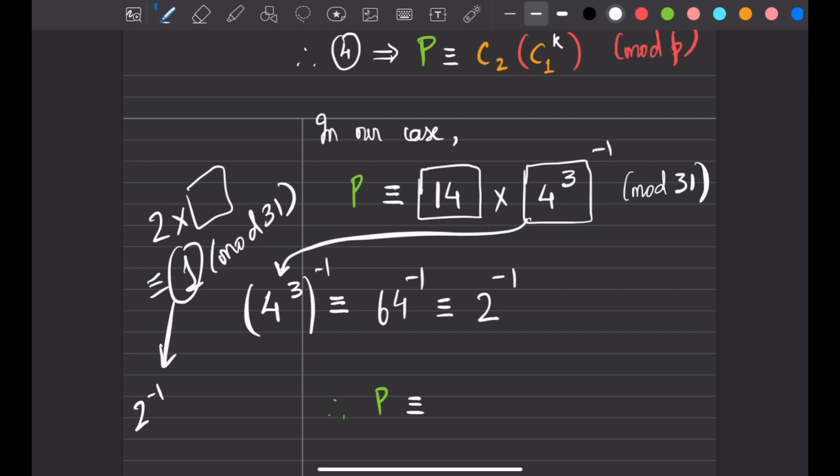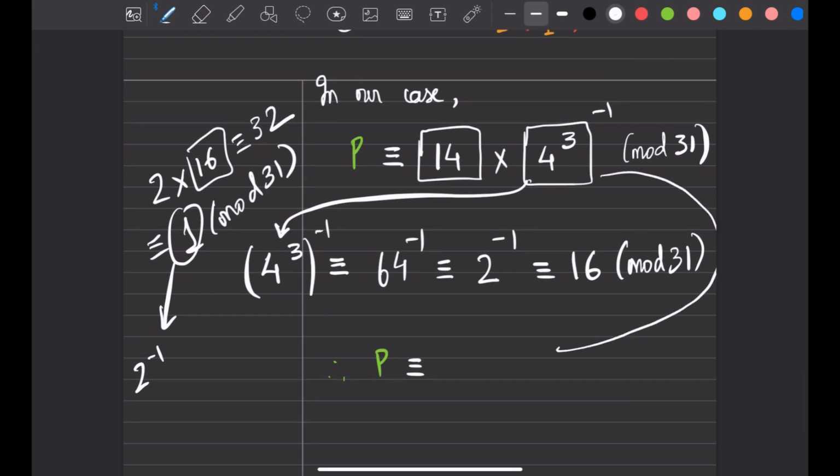What do you think that number would be? So you can do a trial and error method, or you can use Euclidean algorithm to find the inverse of 2. But I think in this case it is very easy. If you multiply 2 with 16, you get 32, and 32 is actually congruent to 1 modulo 31. So I have got my inverse of 2 as 16 modulo 31. Okay, so now I can substitute over here. I get 14 multiplied by 16 modulo 31. This is my plain text.